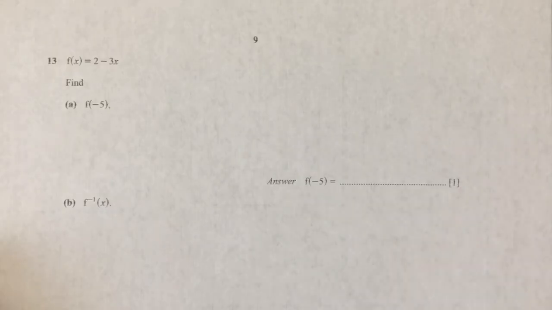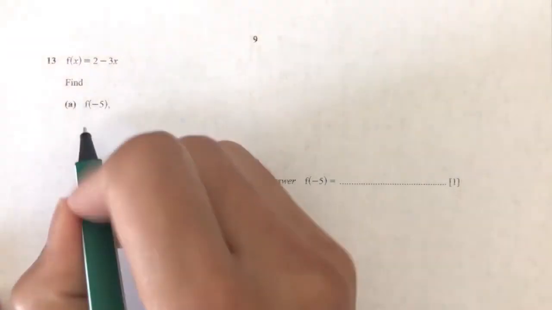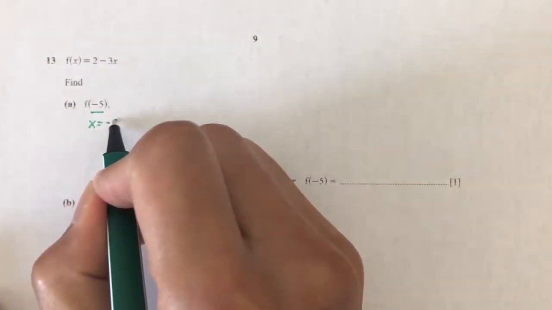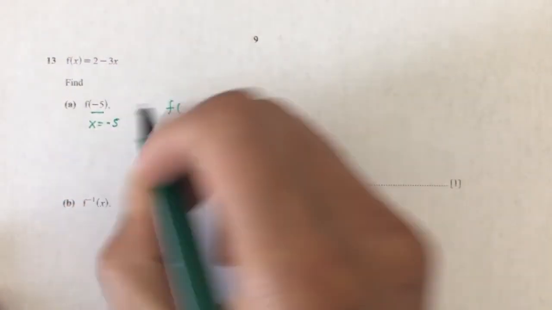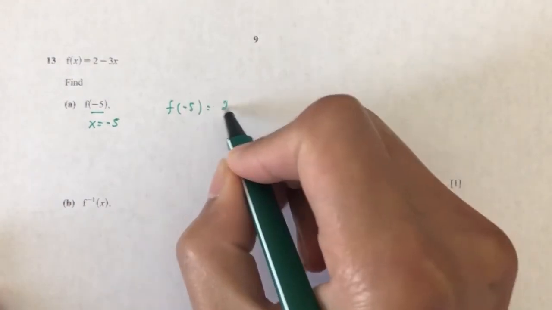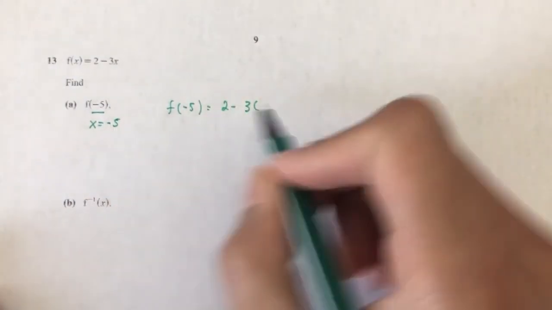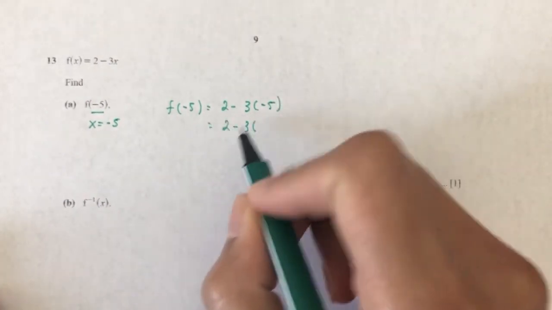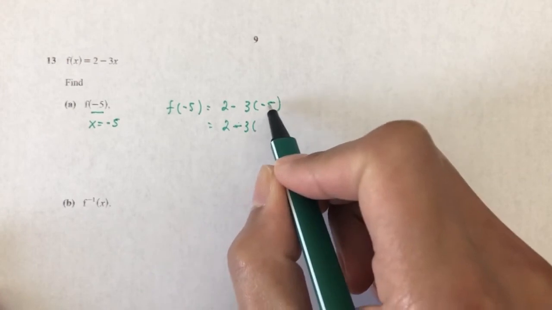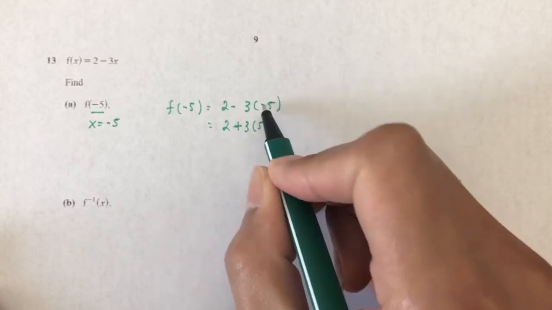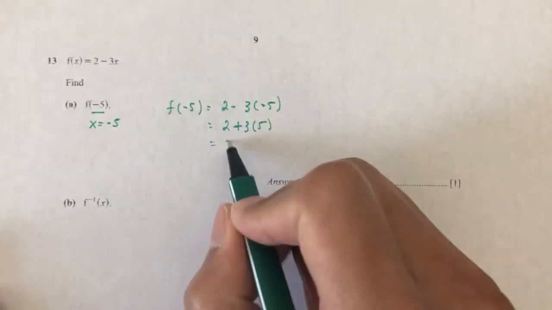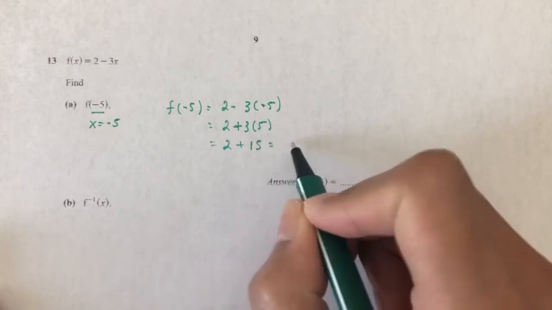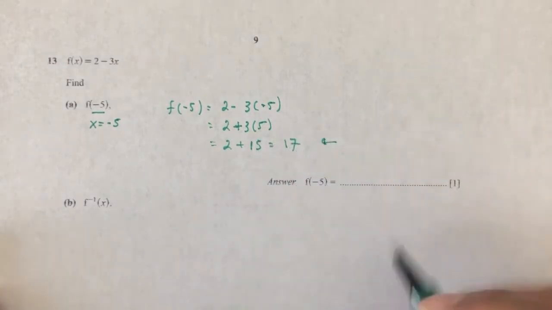Question number 13, we have f of x equal to 2 minus 3x. Find f of minus 5. So very easy, we have to replace the value of x by minus 5. So f of minus 5 will be 2 minus 3 times minus 5. Actually, we bring out the minus, it will be plus. So 2 plus 15 will be 17. That is your answer for part A.